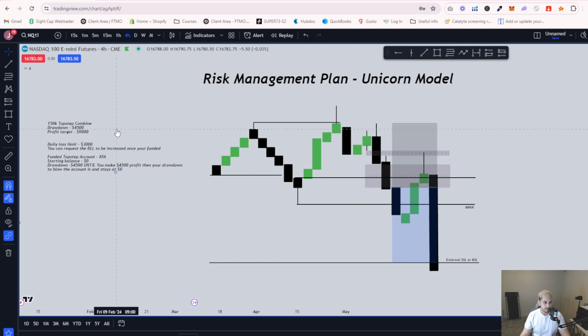It's the same thing with Forex firms. It's not super hard to figure out. But again, if you were starting your challenge account, I would risk 1% on a 1-to-1. And again, unicorn models differ from situation to situation.